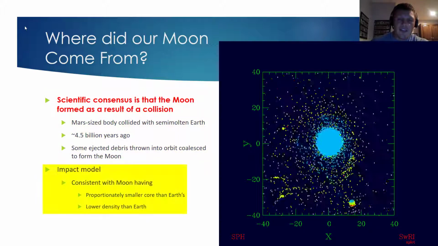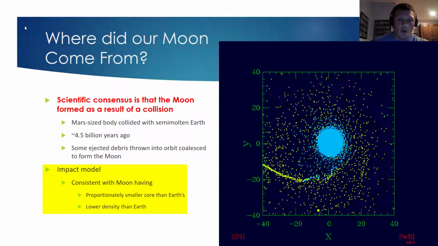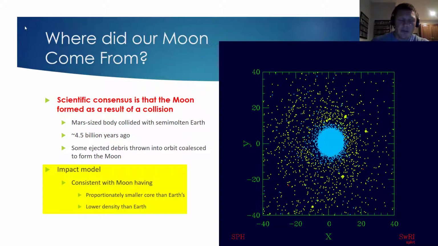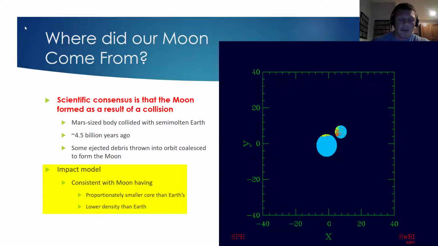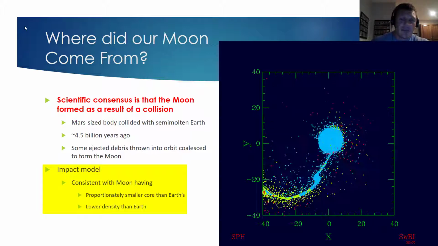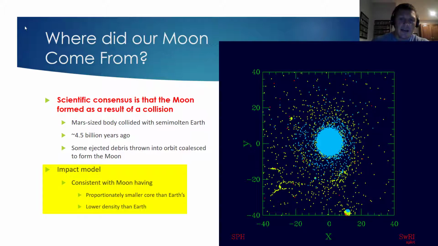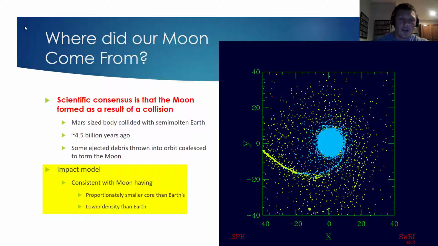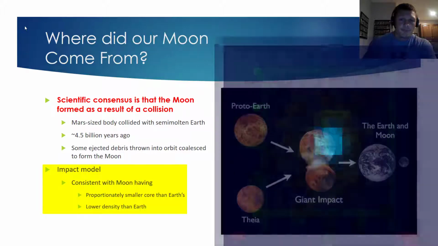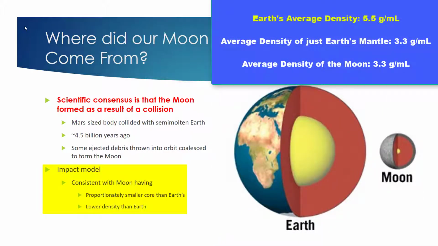Now, this hypothesis is consistent with a number of facts we know about our moon. That ejected mantle material would be very iron poor. And because the moon does not have a very big iron core, it makes sense that the material that it formed from didn't have a lot of iron in it. Another key fact is that the density of the moon is almost identical to the material found in Earth's mantle. Earth's average density is higher than the moon's, but that's because we have a very dense core. The moon's density is comparatively lower because it doesn't have the large dense core that Earth has.